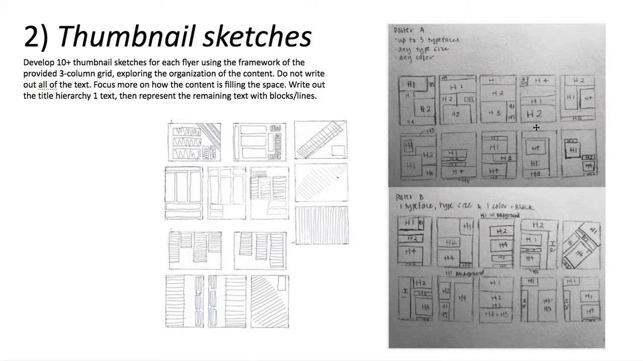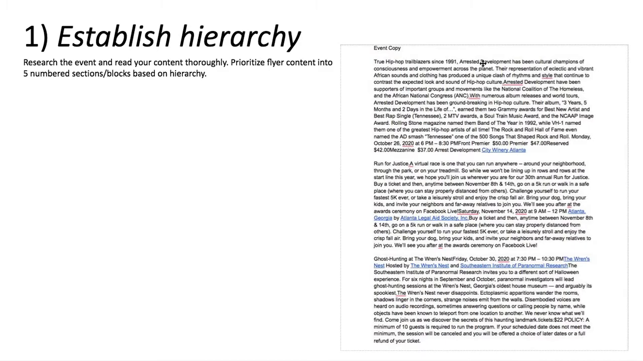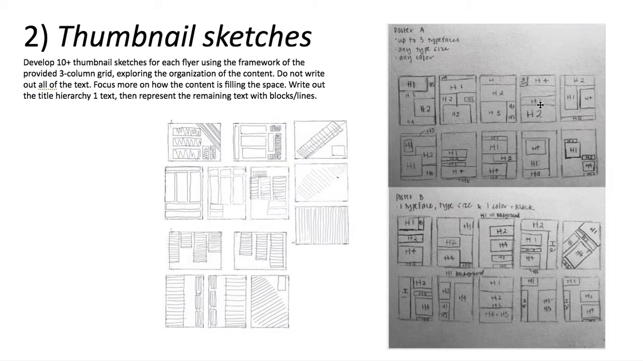So this person did a pretty good job. They represented their hierarchy 1 with H1, but what you should do is represent hierarchy 1 with the actual title. So if you decide to do this event, Arrested Development, then hierarchy 1 should be written out. Arrested Development should be written out for your hierarchy 1, and then afterwards you can just represent each one with H2, H3, H4. Yeah, so these thumbnails will look a lot like our last project with a couple of changes.